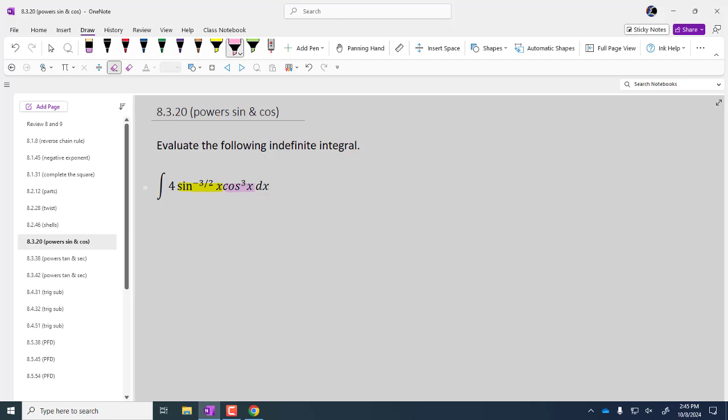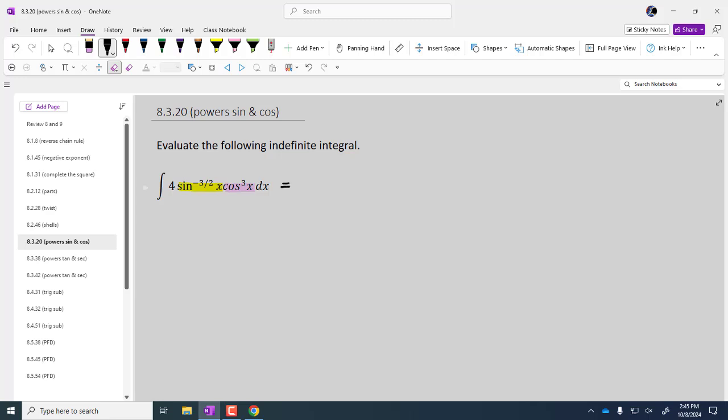If you have sine to the 5th and cosine to the 39th, you want to pull one off and convert sine to the 4th, not pull one off and convert cosine to the 40th, because that would be a lot of work. So we want to work smarter.